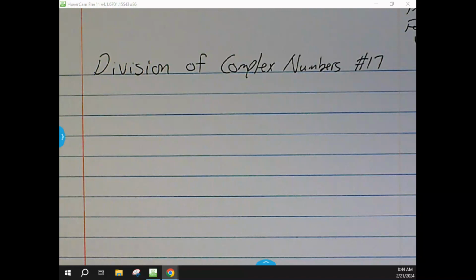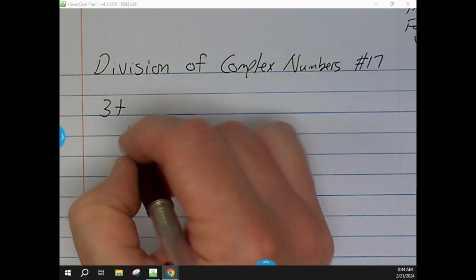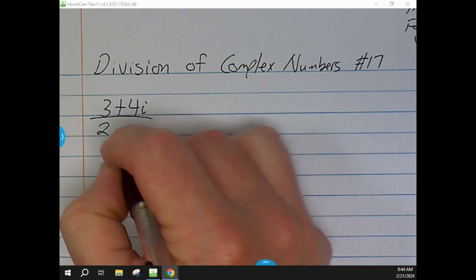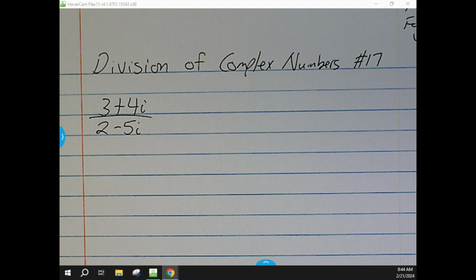Okay, so the big thing with division of complex numbers is it's not actually written as division. It's actually written as a fraction. So when you see division, it really just looks like a fraction. So it'd basically be something like that. Okay, and again, even though it's division of complex numbers, we're not going to do division to simplify this. We're actually going to do multiplication.